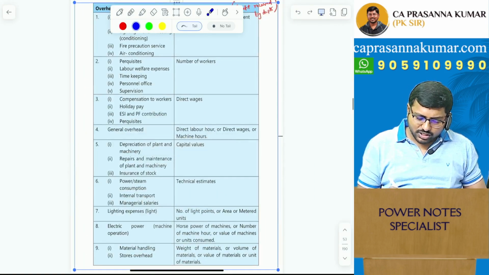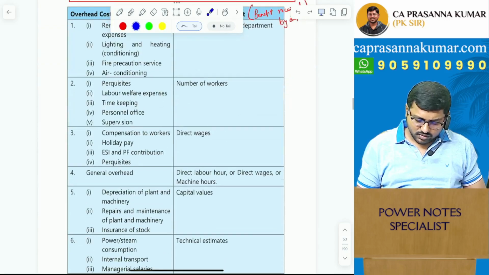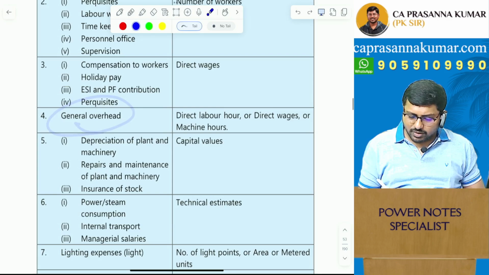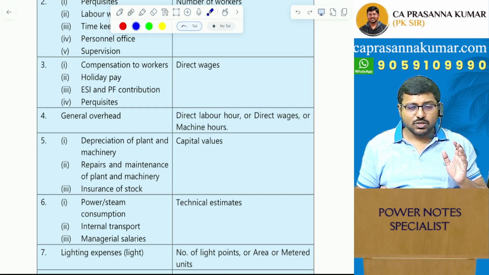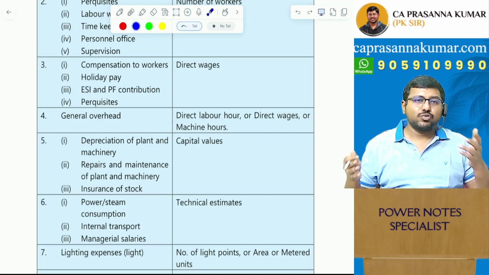Moving on. General overhead. What about general overhead, Nana? General overheads will be apportioned to all the departments based on labor hours or direct wages or machine hours. It depends upon that particular department in that particular company. You got the point? They are influenced by what? Based on that, it can be anything depending upon the situation of that particular problem.